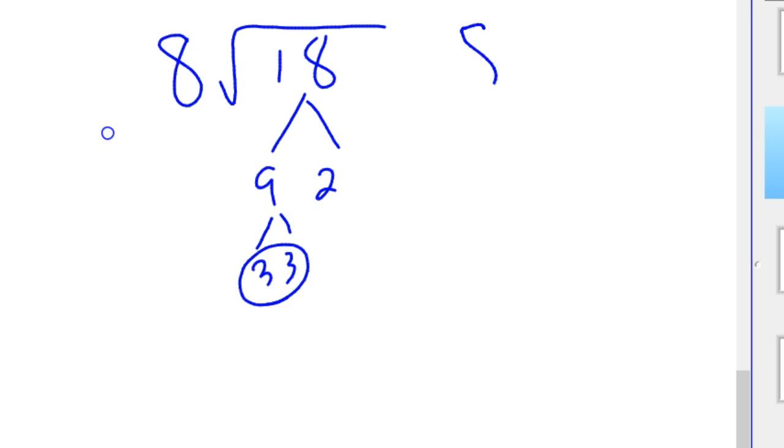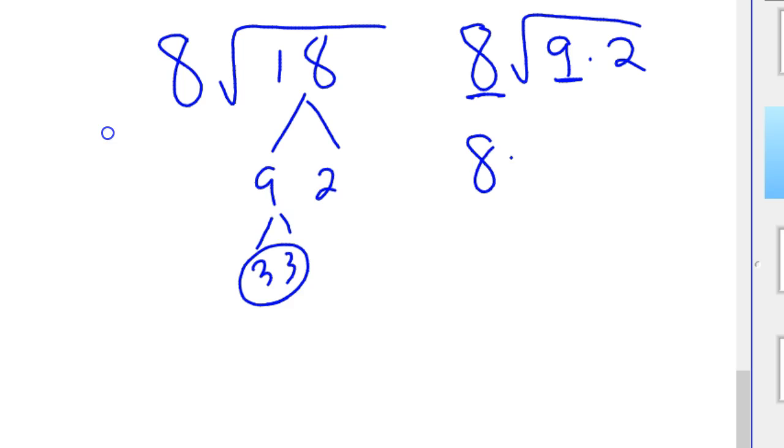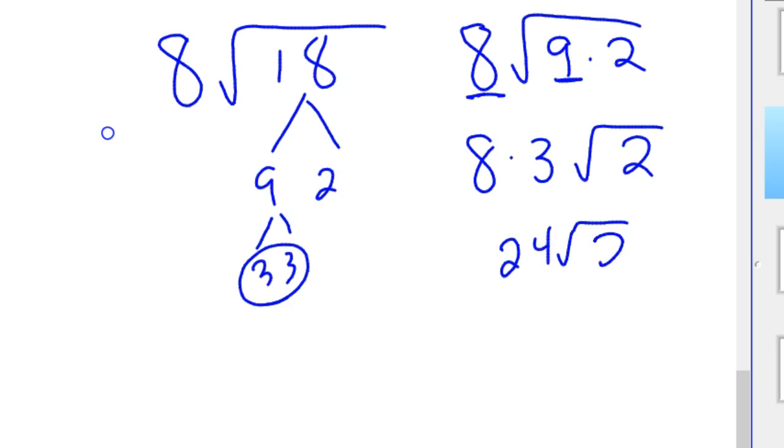So essentially what's happening here is we have 8 times the square root of 9 times 2. Well, we know the square from the pair of 3's, that's 9. We know the square root of 9 is 3, but there's an 8 out front already. So we've really got 8 times 3 times the square root of 2. Well, 8 times 3 is 24, square root of 2. So that's how you simplify a square root and the radicals involved in a square root.